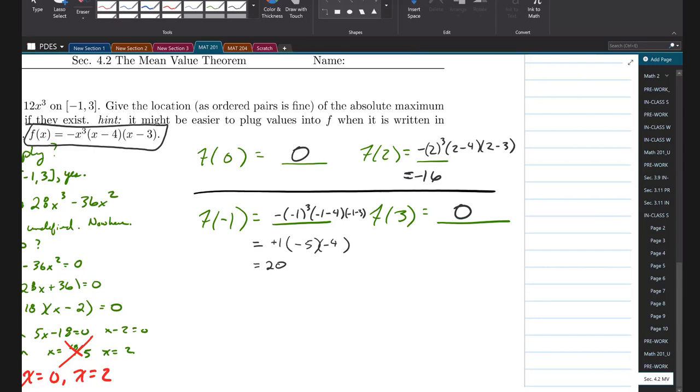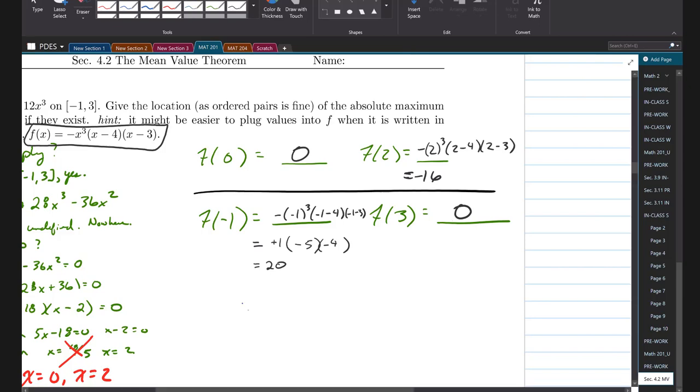All right. Give me a thumbs up when you're caught up to here. So I get that x equals 2 is the location of the absolute min, and that x equals -1 is the location of the absolute max.